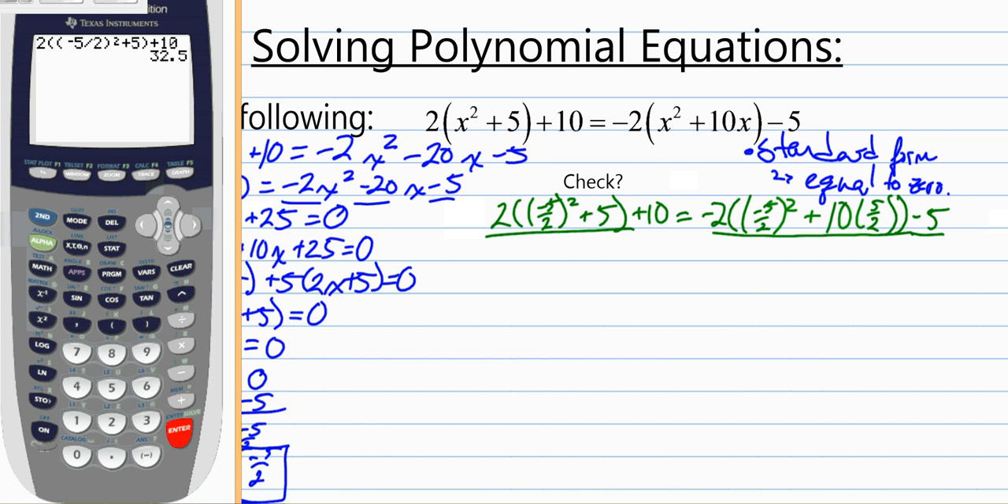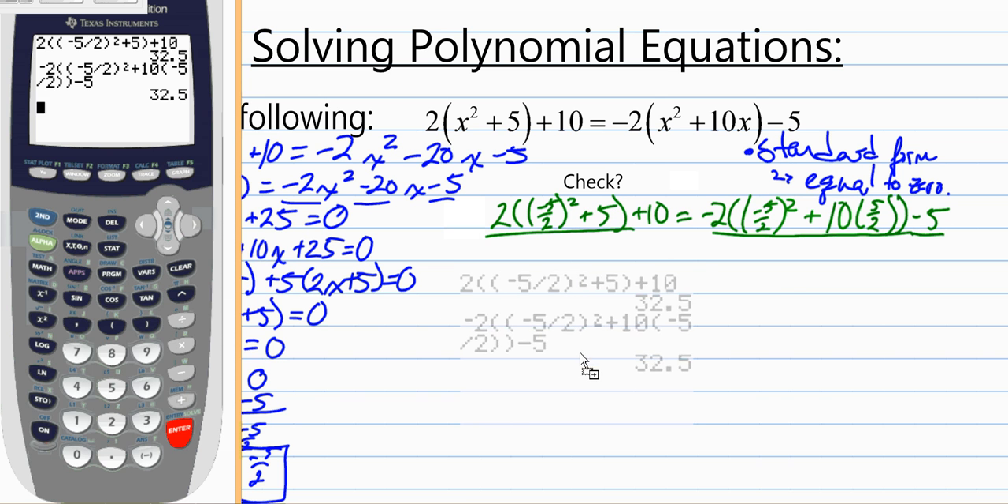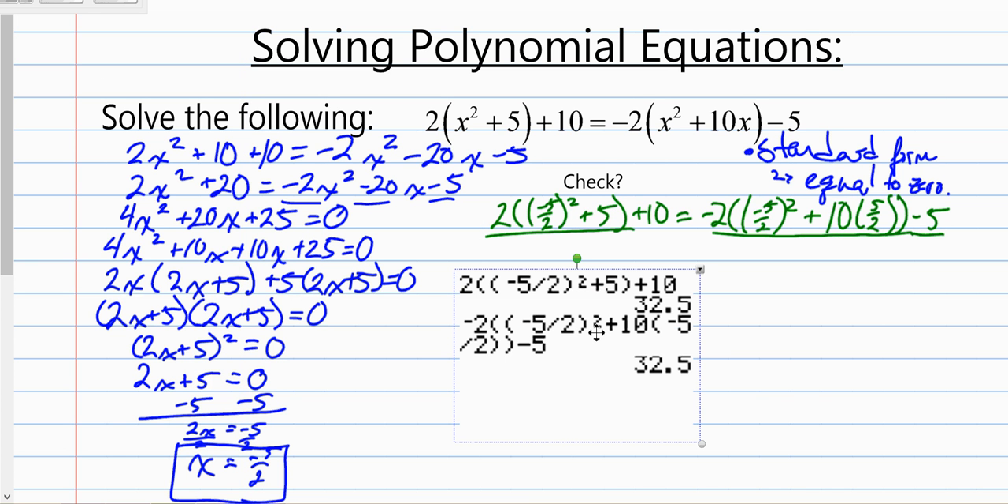Now I'm going to check the other side. Negative 2, and then here's my negative 5 over 2, and I'm going to square that again, plus 10 times that negative 5 over 2. I made a mistake in my check again. I need to be very careful about that. Close that parenthesis and subtract 5. And I should get out the same thing. And I do. So this is what the check would look like in your calculator.